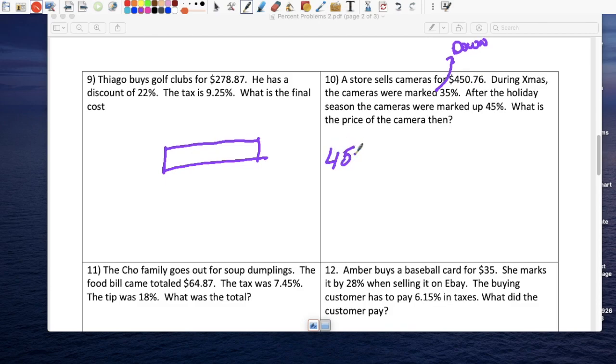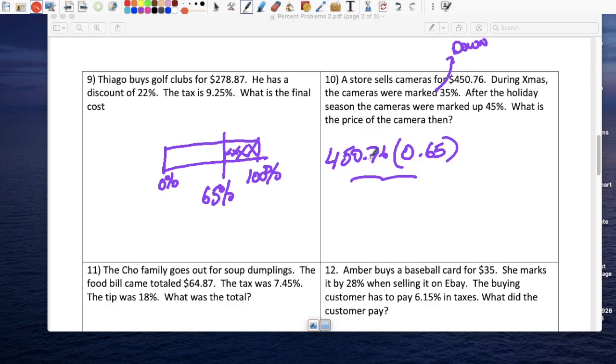So here's $450.76. If the cameras were marked down 35%, so here, I'm just going to quickly do this: 10, 20, 30, 35. If they're marked down 35%, means that the new price is 65% of 450.76. Let's multiply that by 0.65. So obviously the price is going to go down. I mean, think about it. If you multiply 450 times a number less than 1, it's going to be reduced, right? All right, I calculated 450.76 times 0.65. You get the reduced price, and it's going to be, again, rounded, 292.